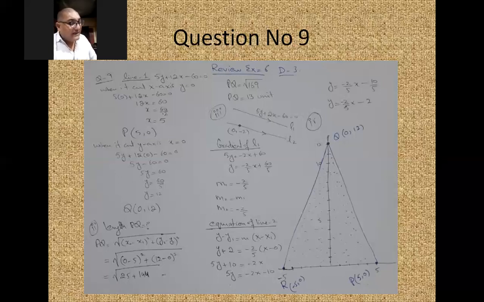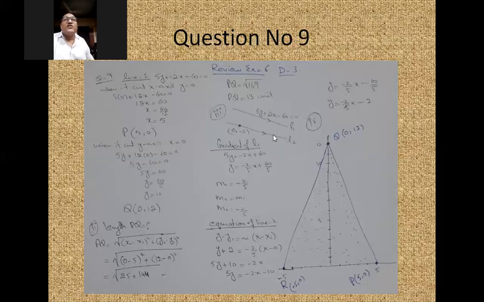Then he says another line L2 has the same gradient as the L1. So it means L2 and L1 are parallel to each other. They will have the same gradient. And it passes through the point 0, minus 2. Another thing about line number 2 is that it is passing through the point 0, minus 2.